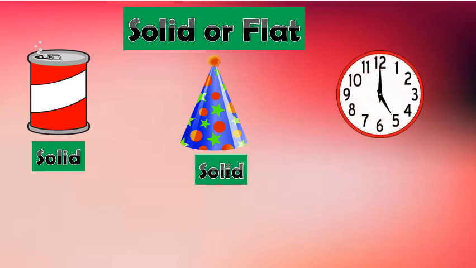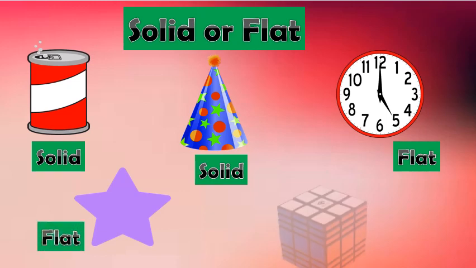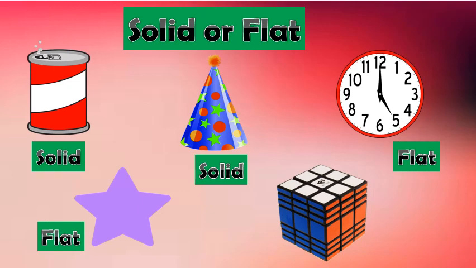Next, it's a clock. It's just a simple picture of a clock. Is it solid or flat? It is flat. It is a picture of a star. Solid or flat? Flat. And the last one is the Rubik's Cube. Is it solid or flat? For sure, it's solid. You get it. Very good.